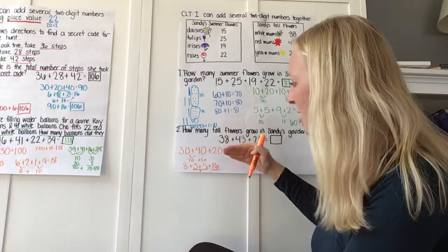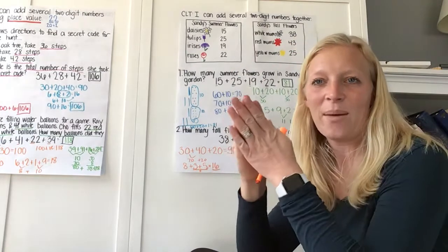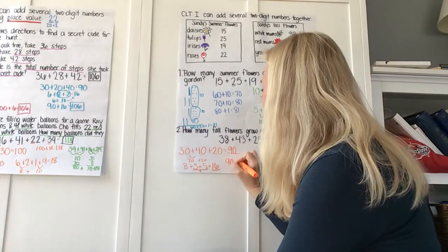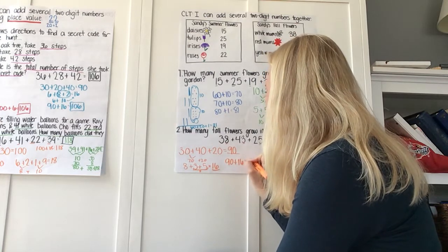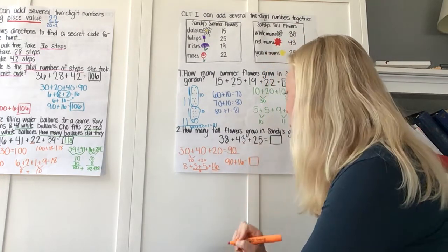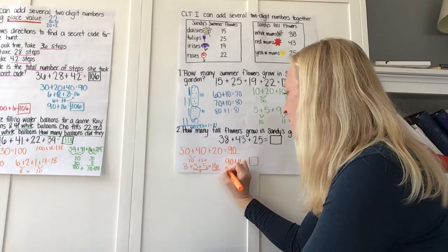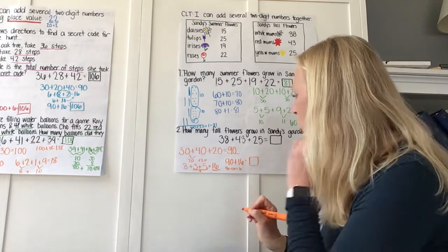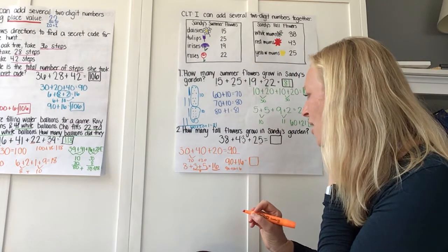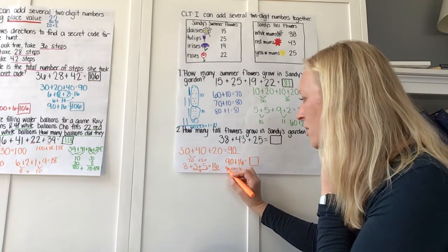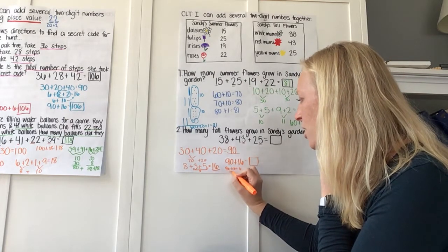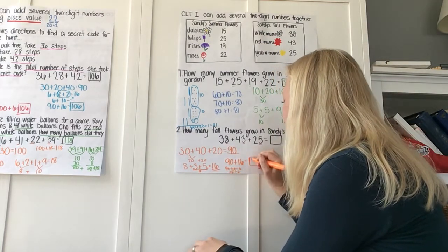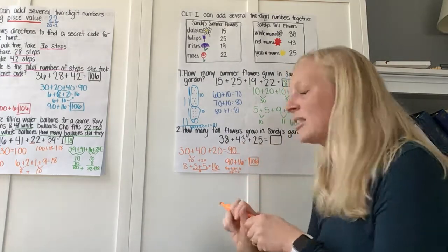We added our 10s, we added our 1s, and now we have to what? Add the 10s and the 1s. 90 plus 16. And what did you do to help yourself add that? You broke up that 16. So when you did that, what did you find out? You have 90 plus 10, which was 100. And then you're adding 6 more to get 106.